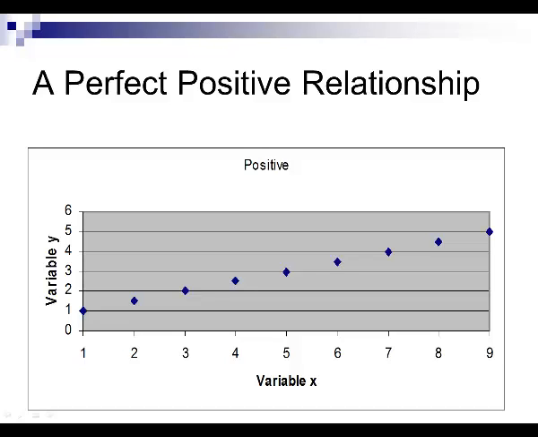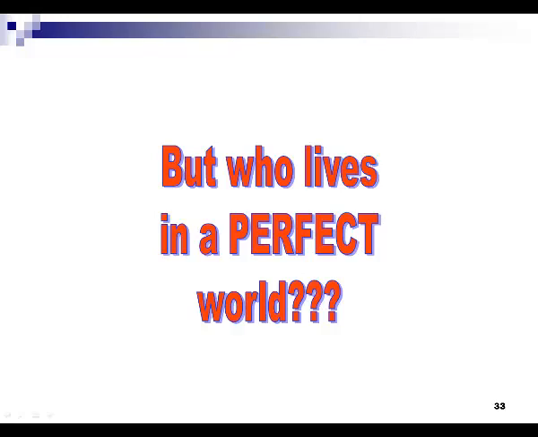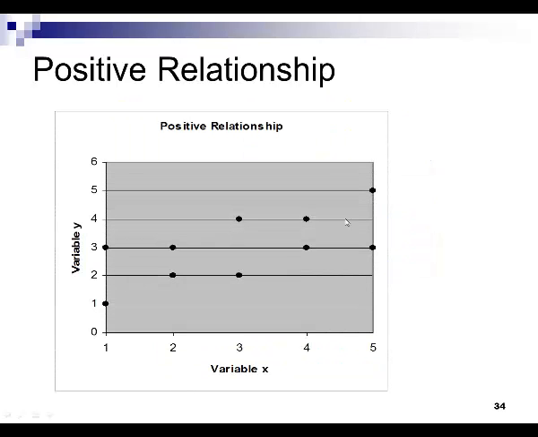But here are the types of relationships that you could get. This would be a perfect positive relationship where everything is on a line, going in one direction, and this is a perfect negative relationship where as the values of one variable increase, the values of the other variable decrease. But who lives in a perfect world? None of us do. But a positive relationship looks more like this.